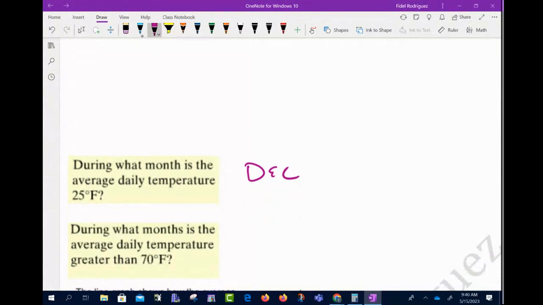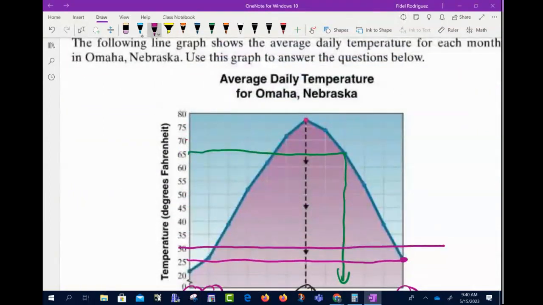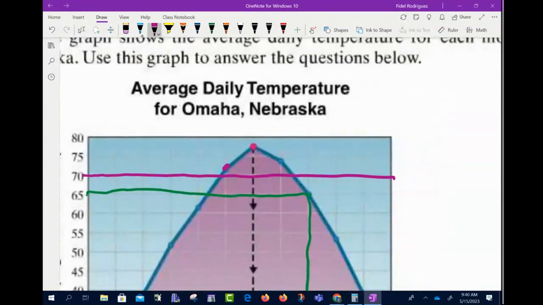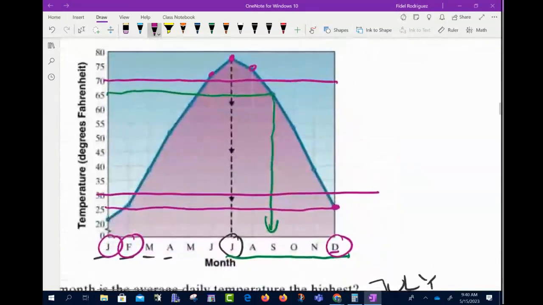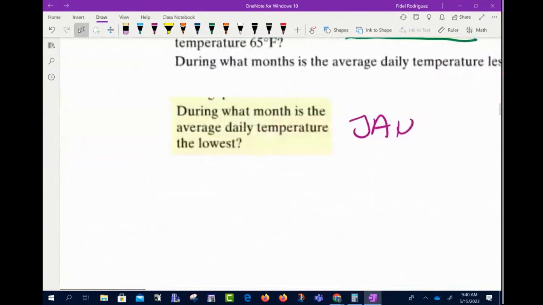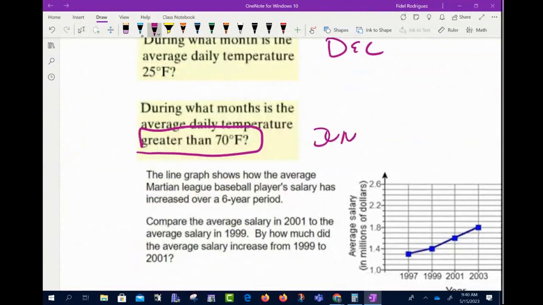Okay. And then there's one more. During what months is the average daily temperature, look what it says, y'all, greater than 70? Okay, so look, let me come back over here. Look, here's 70. I'm going to try to do this as good as I can. Okay, greater than 70. Wouldn't it be this month, and that one? So what months are those anyway? June, July, and August? Does that make sense? Let's see. June, July, and August. Okay.